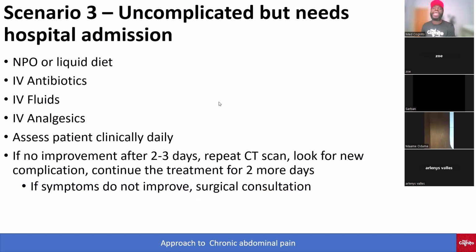Diverticular abscess. And if you have a patient who has uncomplicated diverticulitis but needs admission, we are going to look into the criteria for admission. But first, uncomplicated diverticulitis but needs admission. How will you manage that patient? Keep the patient nothing by mouth or on a liquid diet, IV antibiotics, IV fluids, IV analgesics, and assess the patient clinically every day. Uncomplicated means the patient does not have perforation, intestinal obstruction, or fistula formation, right?